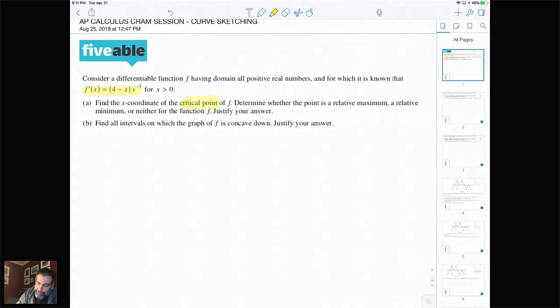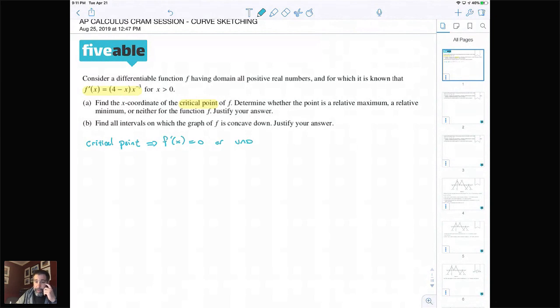In this one, find the x-coordinate of the critical point. So here's our first important key word right here, critical point. So the first thing you need to remember is that a critical point is a point where the derivative is equal to 0 or undefined, okay? So I'm going to reinforce the definitions as we go through. So that is telling us, let's look at where f prime of x equals 0 or is undefined.